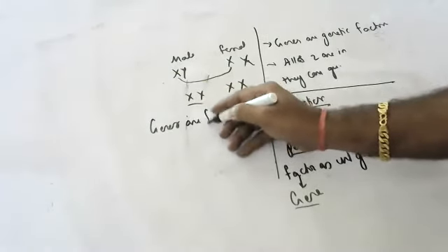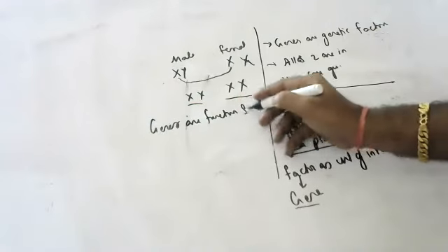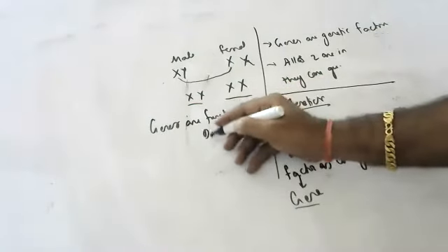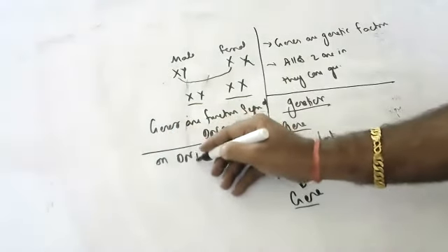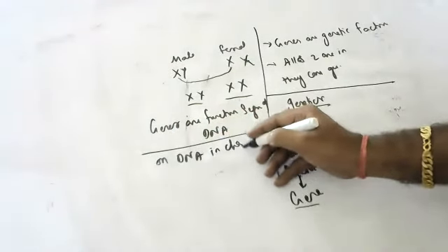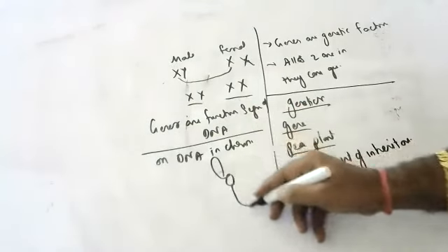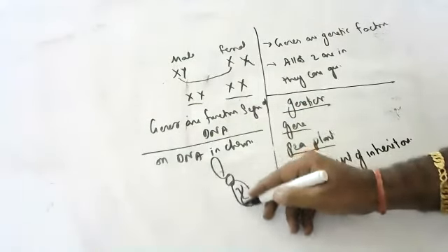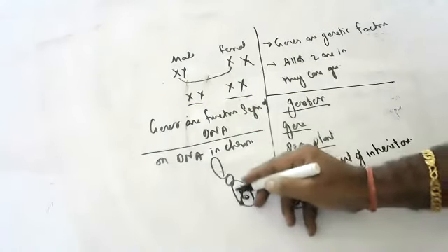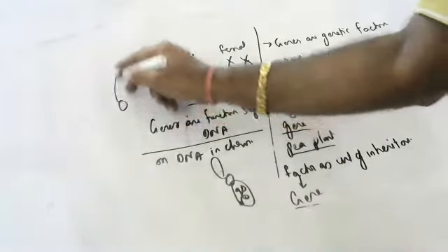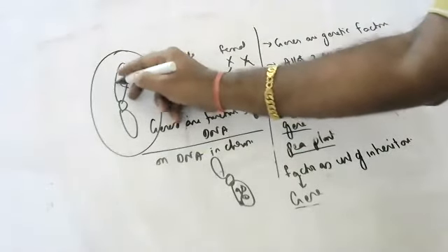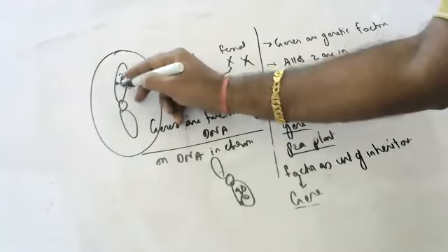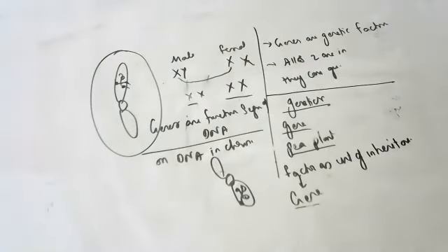Genes are functional segments of DNA. Where are they present? On DNA in chromosomes. Children, try to understand: this is a chromosome in the nucleus. Inside the chromosome we have DNA, and on the DNA, segments called genes. A functional segment of DNA is called a gene. Next.